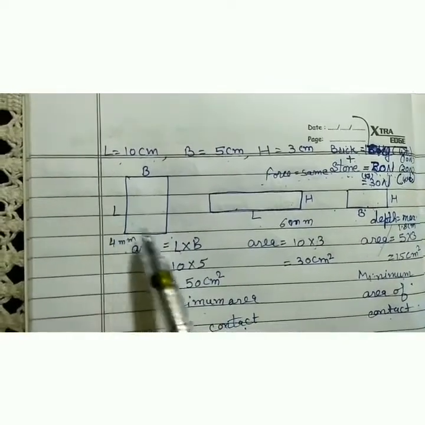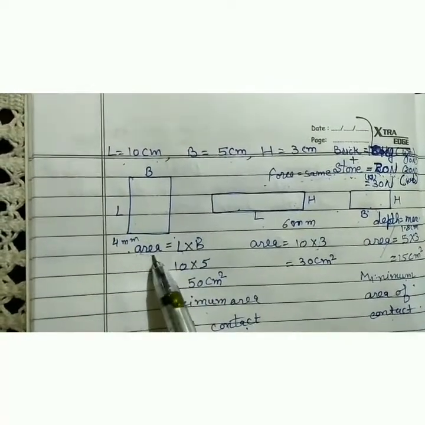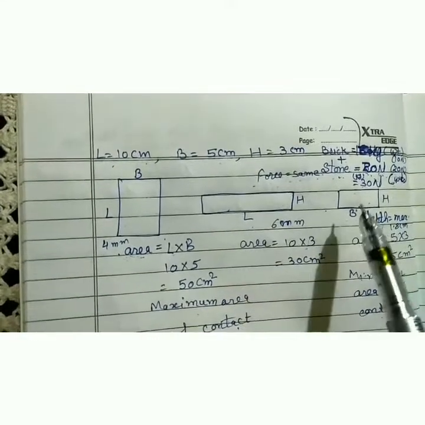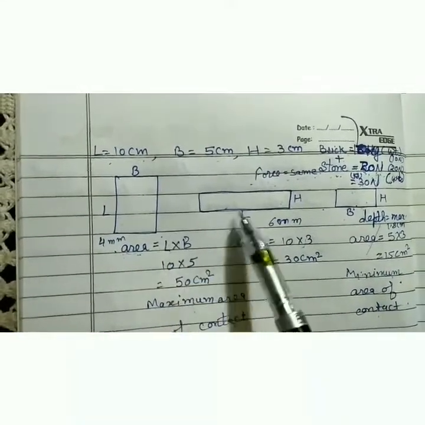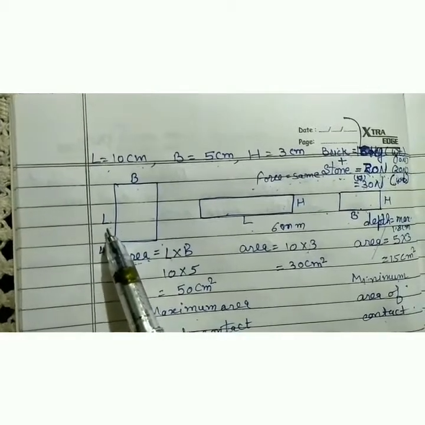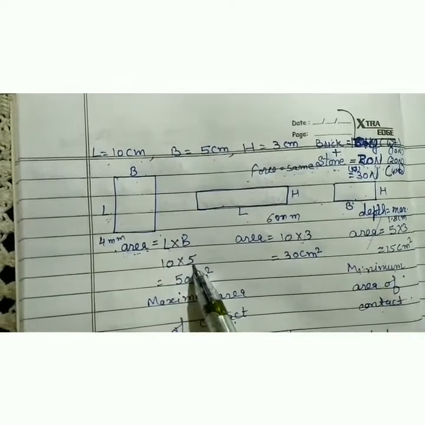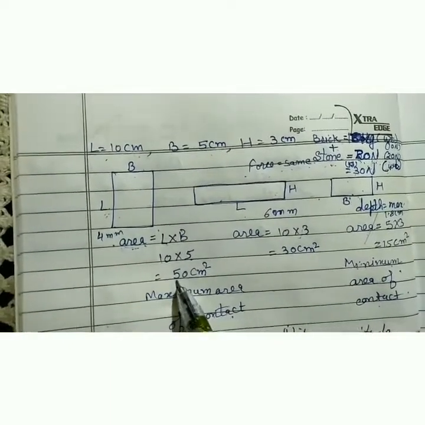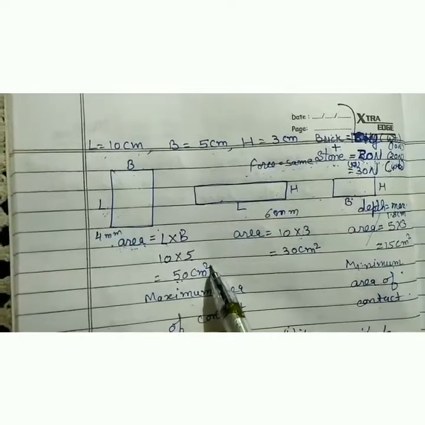Now here what is the difference? Here the difference is only in the area. Okay, now let us understand how the area is different in these three situations. Now here in the first situation the length and breadth are in contact with the sand. So if we find the area, it's like a rectangle, so its area is one side multiplied with second side. So first side is of 10 centimeter and second side is of 5 centimeter, so area comes out to be 50 centimeter square.